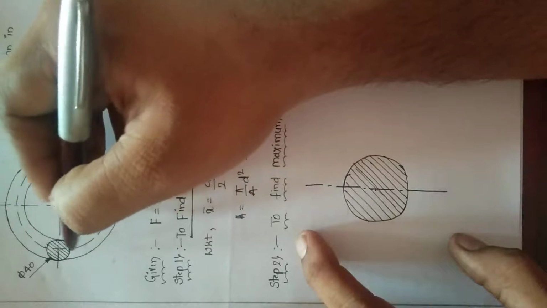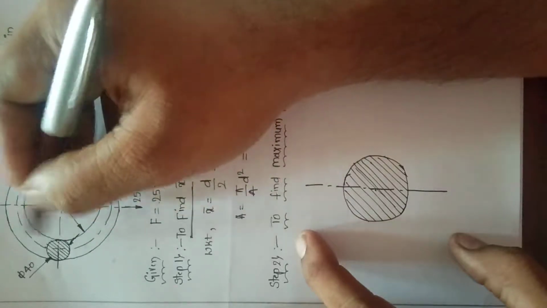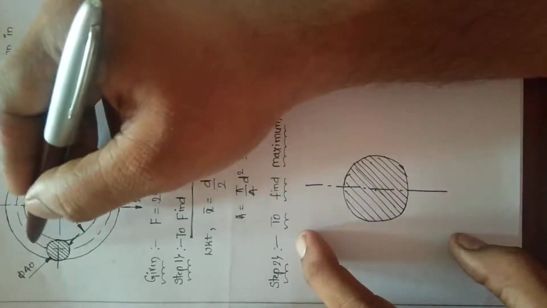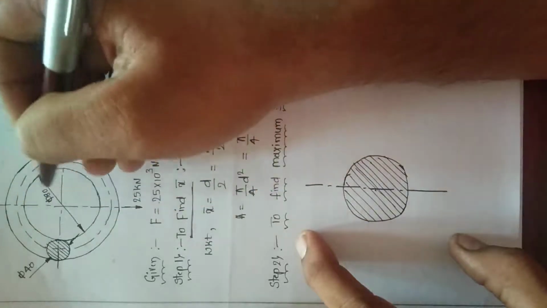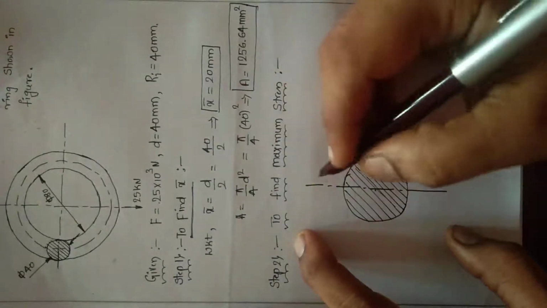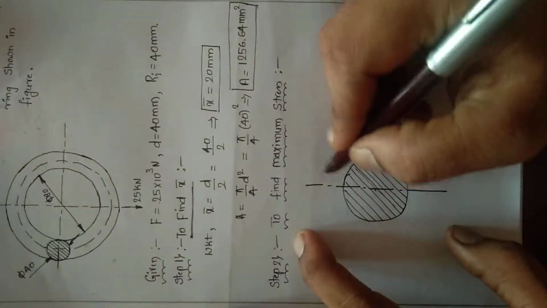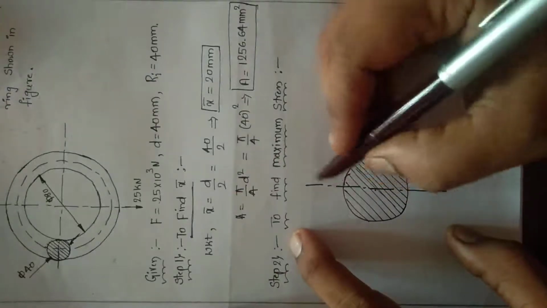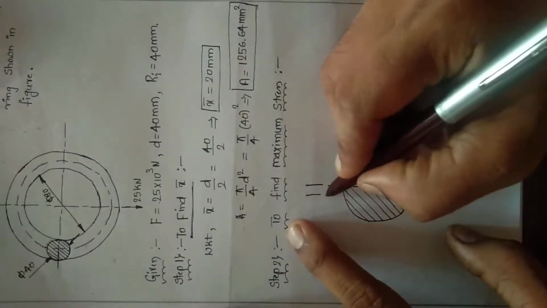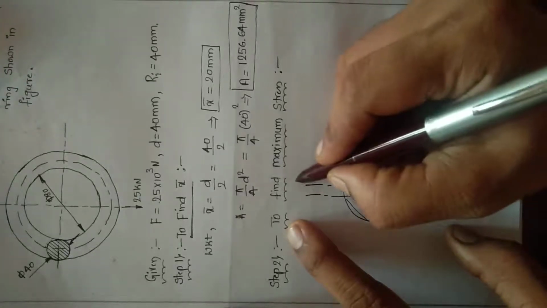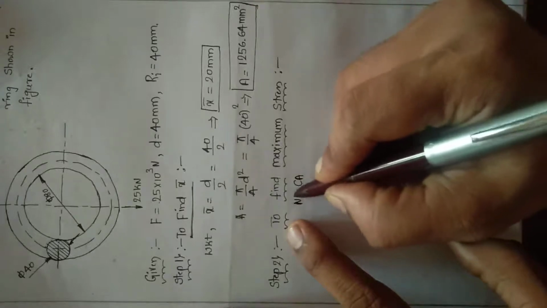So the centroidal axis will be at the center. The neutral axis always should be nearer to the inner fiber, or towards the inner fiber. However, we can draw that neutral fiber here or here. When I am considering the section here, I can draw the neutral fiber here. When I am considering the section here, I can draw the neutral fiber here. Wherever you can draw, I will draw the neutral fiber, but the centroidal axis will be exactly at the center of this circle. So this is the centroidal axis, this is the neutral axis.